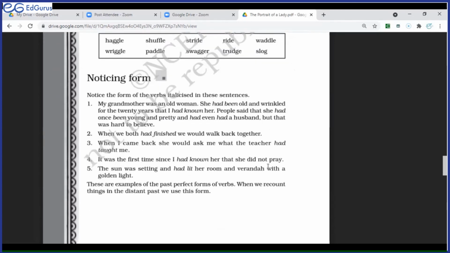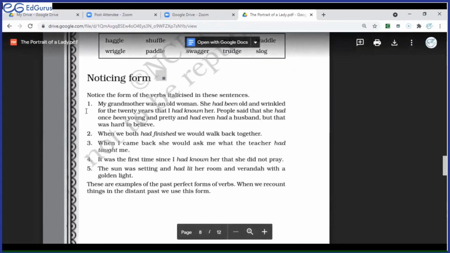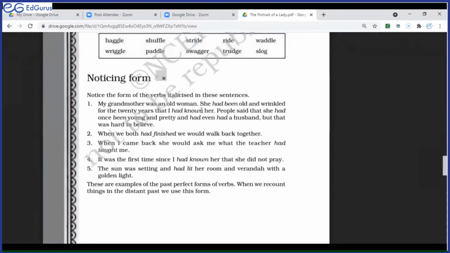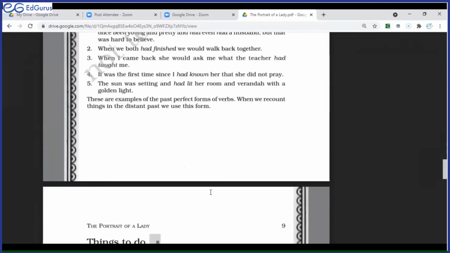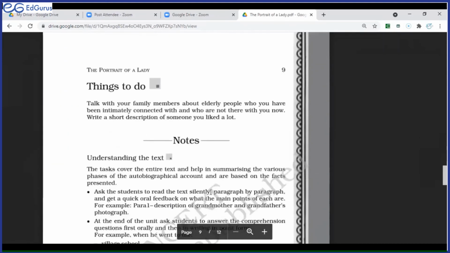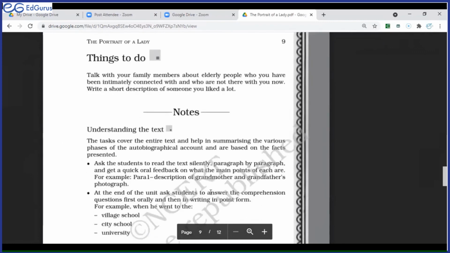And the rest is just grammar. The italicized words in the text are she had been, I had known. That is, the writer has used the past perfect form of the verb. Rest of the activities we will not discuss, they are only for doing. That's all in the portrait of a lady. Next week we will start with a photograph.